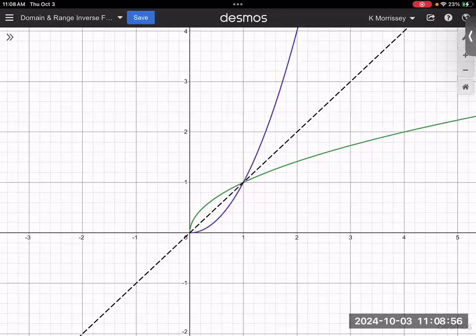And they're being reflected over the line y equals x. So in the future, if you're ever trying to graph your inverse, you can find your y equals x line and then switch all of your x and y values. By switching your x and y values, we are essentially switching your domain and your range.